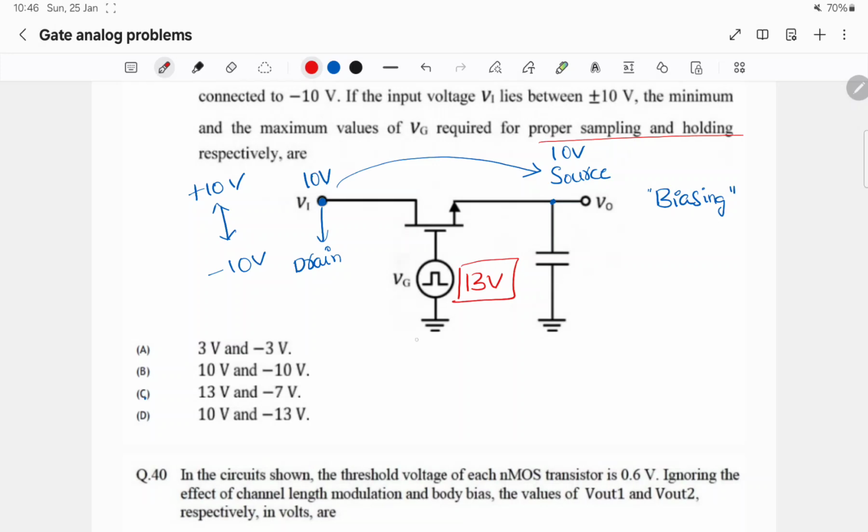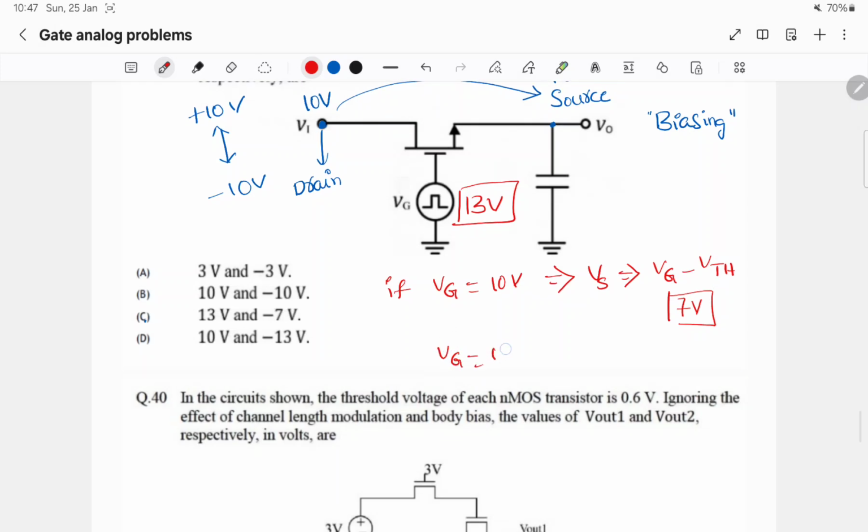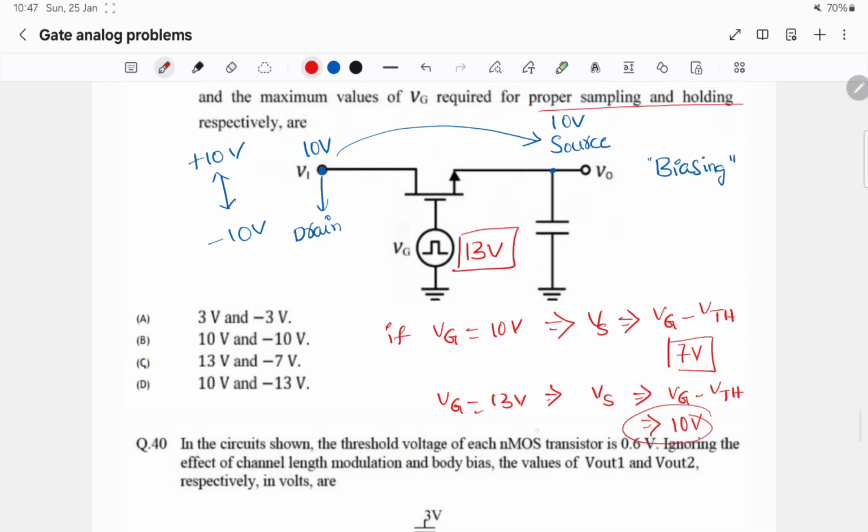If Vg is equal to 10 volts, Vs will go up to Vg minus Vth, that is, it will go up to 7 volts. When Vg is 13 volts, Vs can go up to Vg minus Vth, that is 10 volts, or at this point Vds will be 0. So the maximum node potential at Vg is 13 volts.